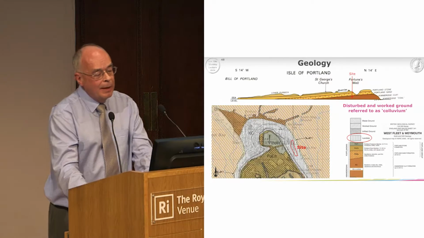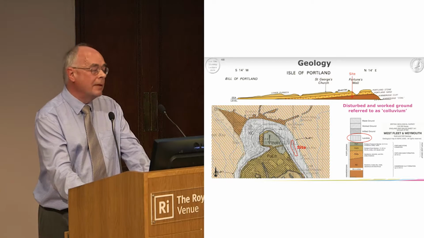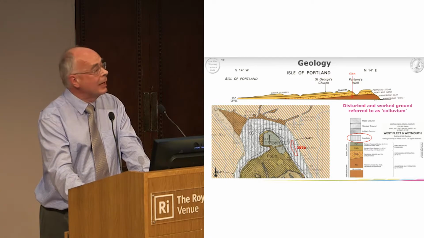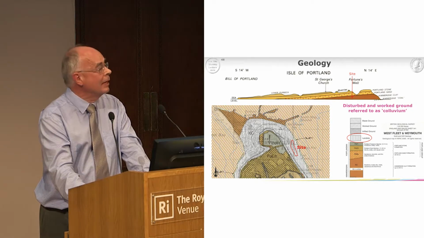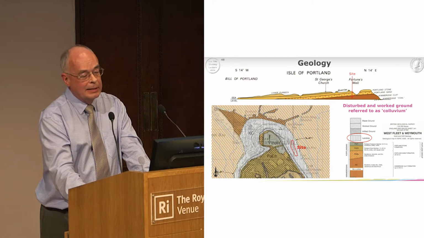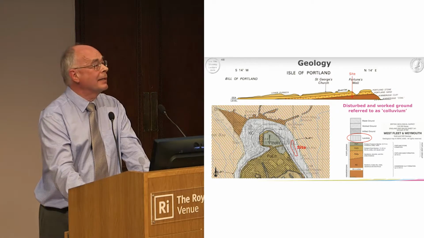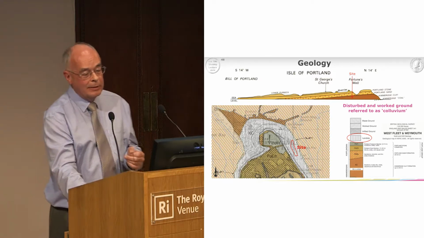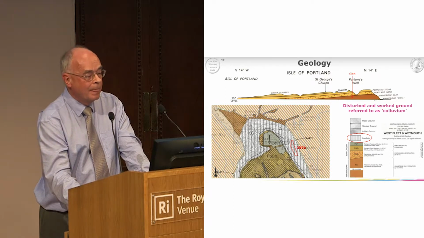The geology of the Isle of Portland is a very simple dipping sequence with the Portland stone at the top, and below that is the Kimmeridge clay formation, on which the site sits on the side of the slope. And you can see from the geology map, the outcrop of the Kimmeridge is all shown as landslide. And this landslide debris, plus a little bit of worked ground, I'm calling colluvium in the following slides.